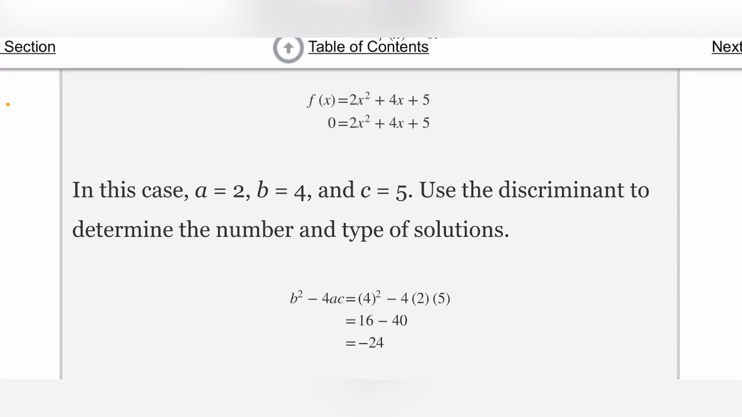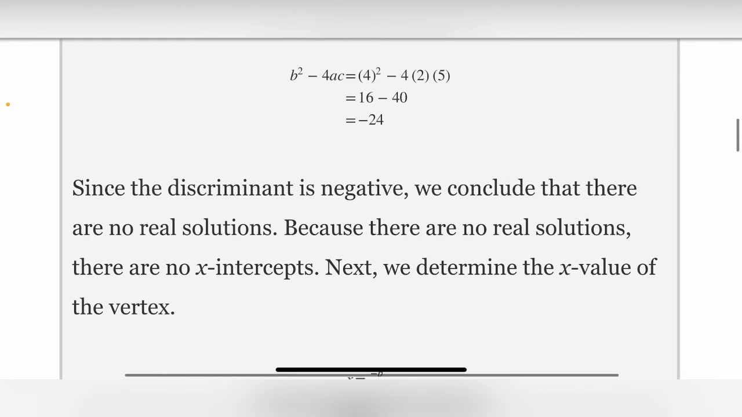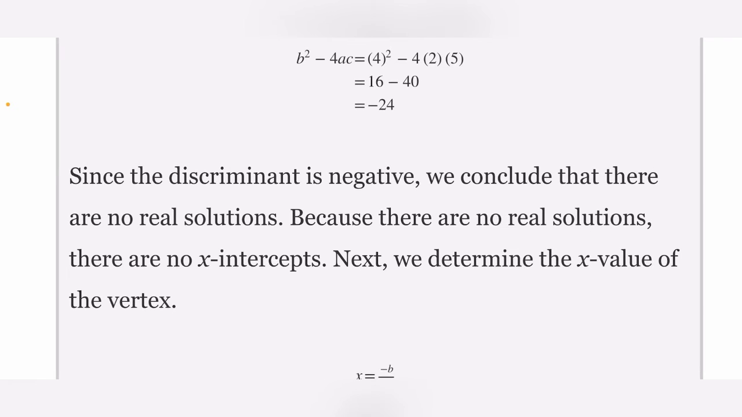We use here the discriminant to determine the number and type of solutions. Our discriminant equals negative 24. Since the discriminant is negative, we conclude that there are no real solutions. Because there are no real solutions, there are no x-intercepts.